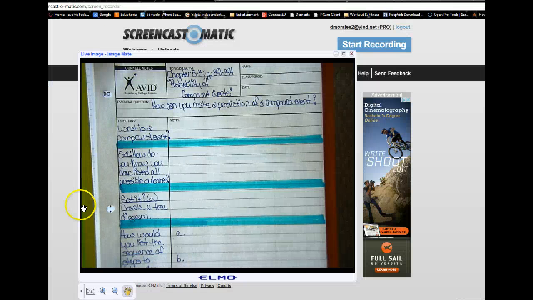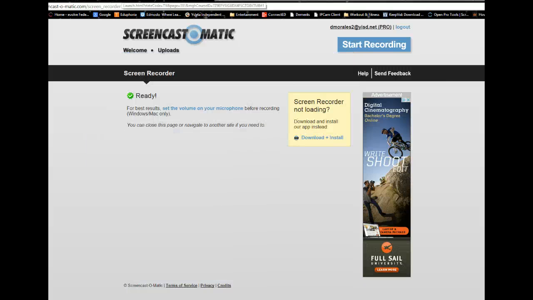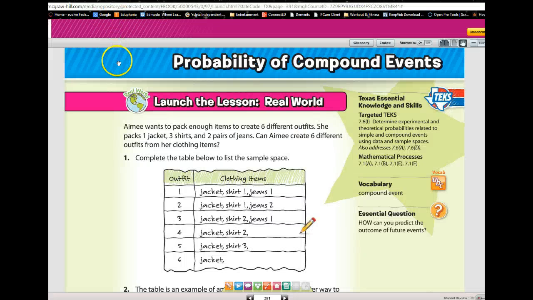At this point, hopefully, you will have turned to page 391 in your notes. The topic is probability of compound events. We're going to start in the very beginning with the real-world lesson. Here it says, Amy wants to pack enough items to create 6 different outfits. She packs 1 jacket, 3 shirts, and 2 pairs of jeans. Can Amy create 6 different outfits from her clothing items?